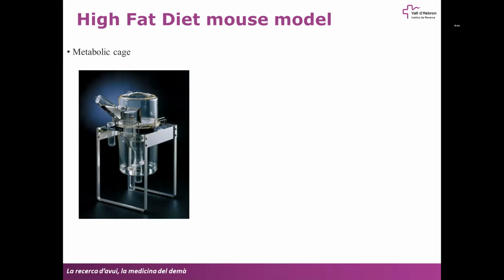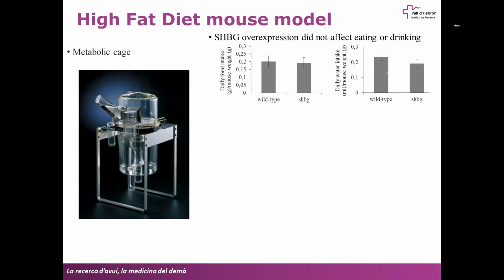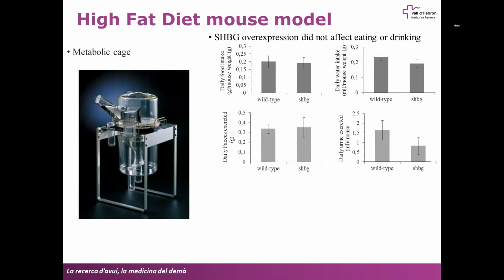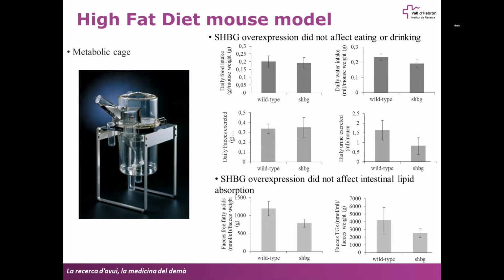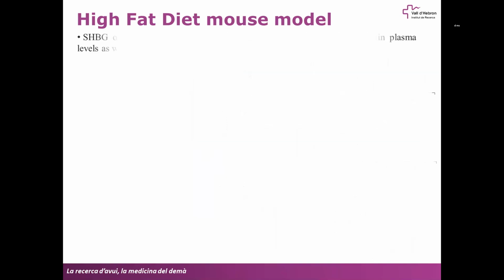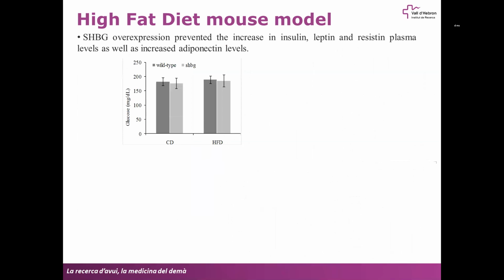So in order to corroborate that they are eating the same as the wild-type mice, we put these mice in metabolic cages, and as you can see, the daily food intake and the water intake were the same, and the production of feces and urine was also the same. We also checked the lipid absorption at the intestine level, and they absorb the same amount of fat as the wild-type mice. So how did SHBG overexpression prevent the increase of obesity?